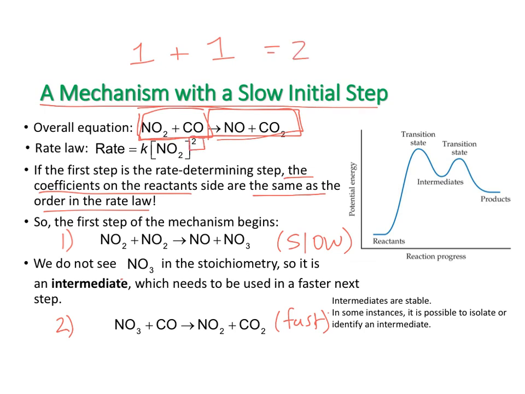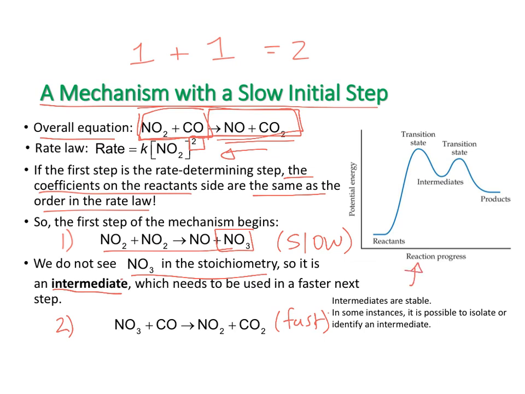Whenever you have a reaction like this with a slow first step, the total coefficients on the reactants of the overall equation will equal the rate order. So that's why the rate law is that right there. So here we have the first step of the mechanism. Notice that we have something that is not present at the very end in our products. The NO3 is not in the overall stoichiometry, so this is an intermediate.